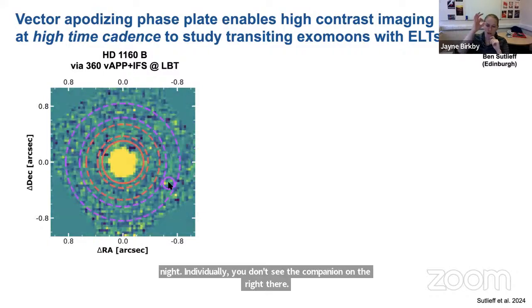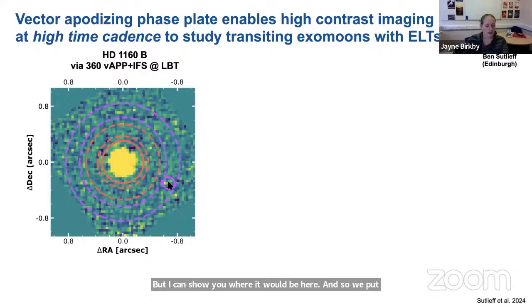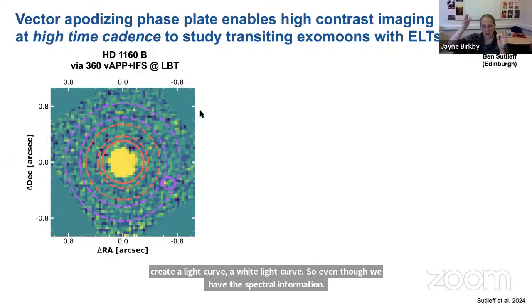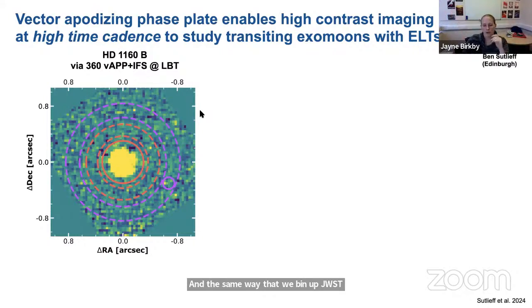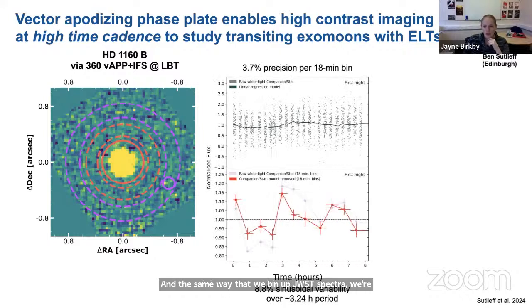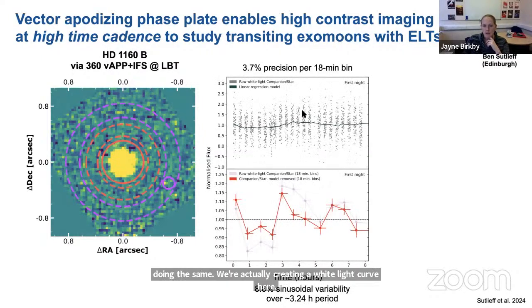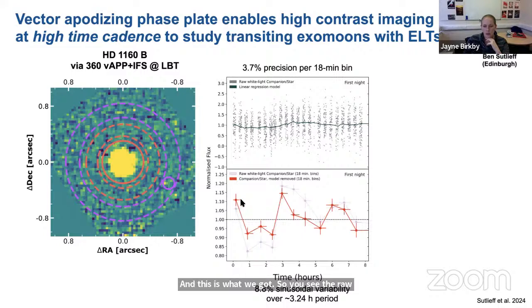And so we put apertures down on the star and the planet and try to create a light curve, a white light curve. So even though we have the spectral information, in the same way that we bin up JWST spectra, we're doing the same. We're actually creating a white light curve here. And this is what we got. So you can see the raw data at the top and our sort of final light curve down here, binned up in 15-minute bins in red.